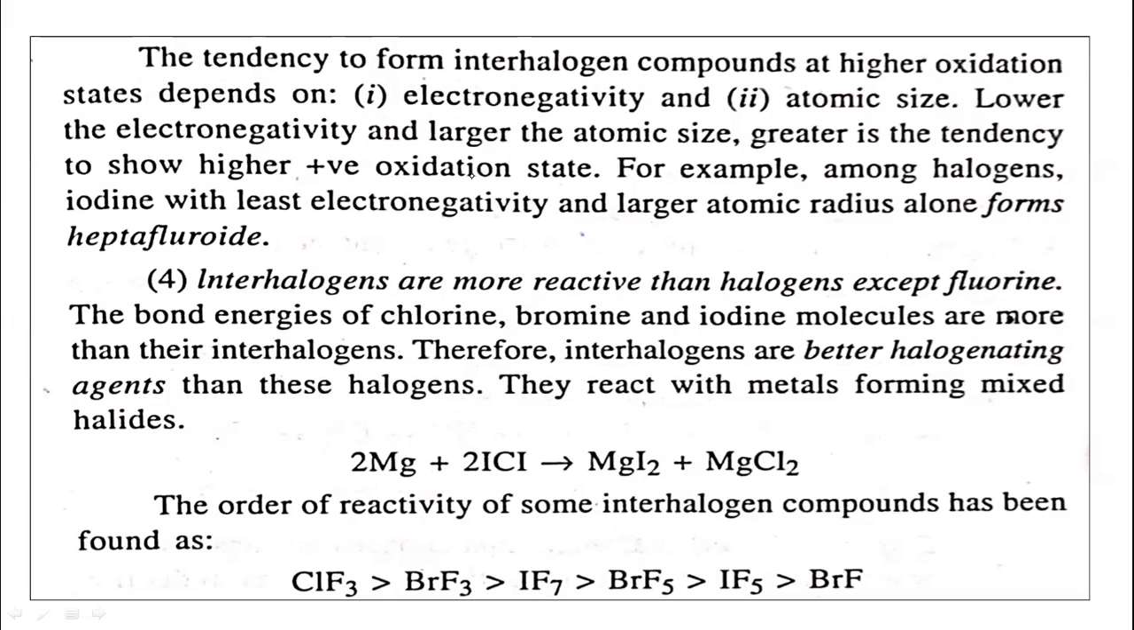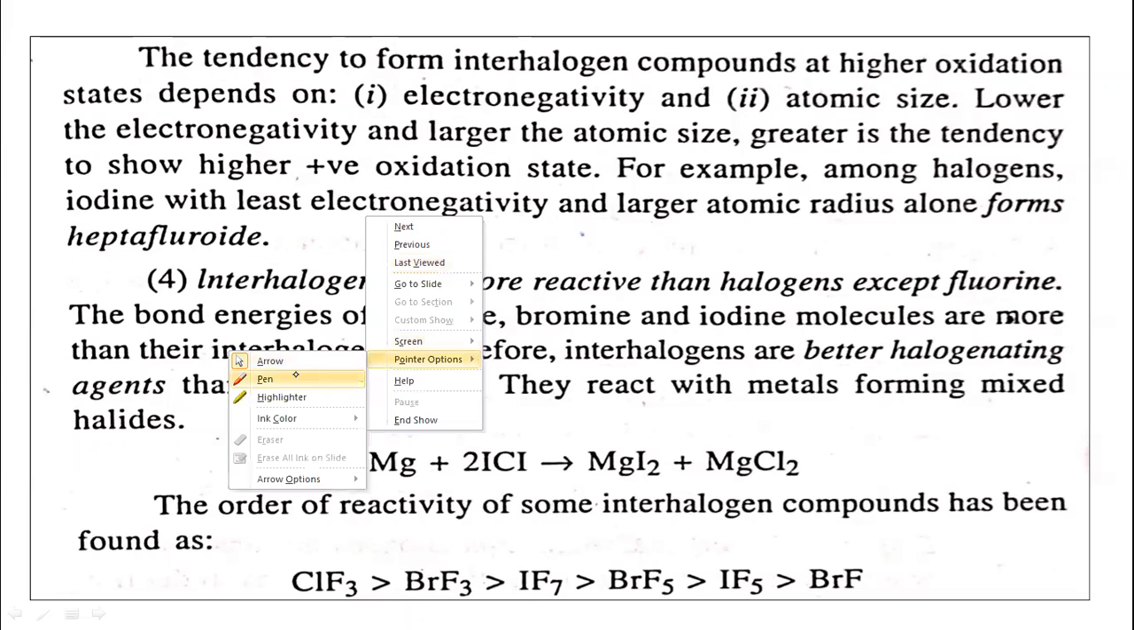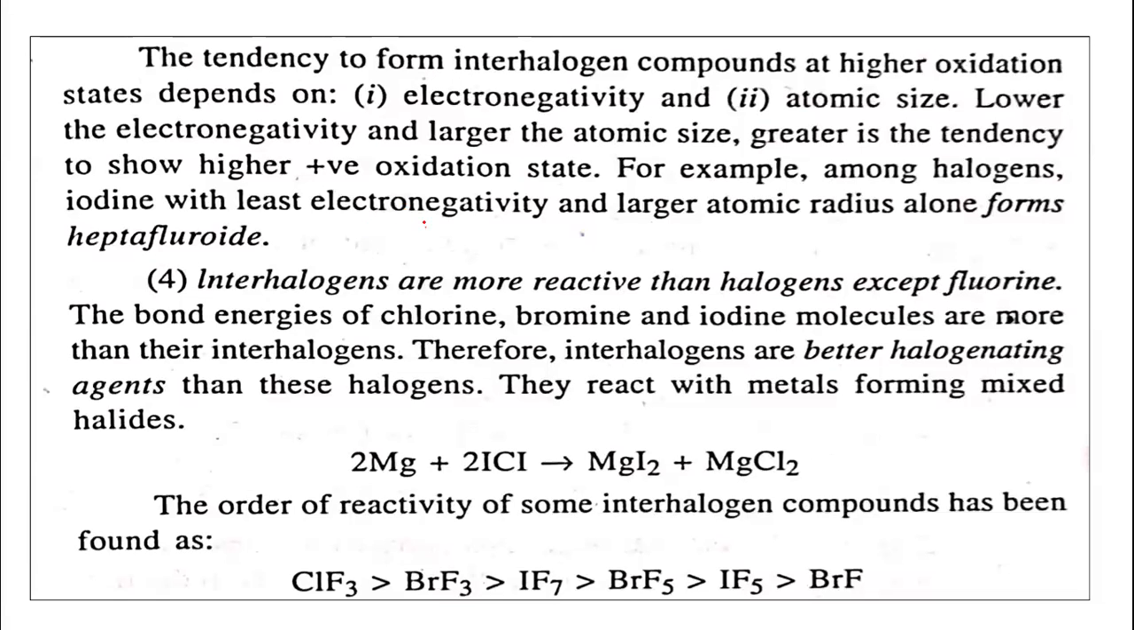Among the halogens, iodine is the only element which undergoes this type of oxidation state, and it forms iodine heptafluoride, IF7. Other halogens do not show this. Iodine alone shows the +7 oxidation state and forms IF7, while there is no ClF7 and no BrF7. Bromine and chlorine do not undergo this because the electronegativity difference between chlorine or bromine and fluorine is less.